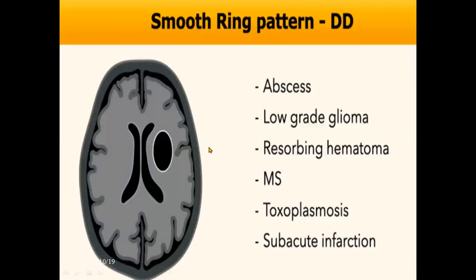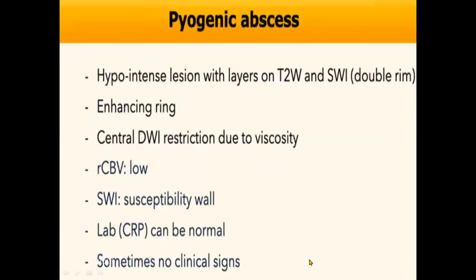Moving to the smooth ring pattern enhancement that can be seen in abscess, low-grade glioma, resorbing hematoma, multiple sclerosis, toxoplasmosis, and subacute infarction. Firstly, we'll talk about pyogenic abscess. It will show a hypointense lesion on T2 and SWI, a double rim on SWI, an enhancing ring, and also restriction on DWI in the center of the abscess.